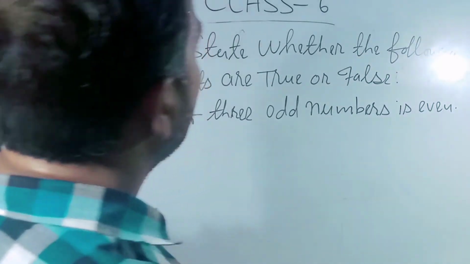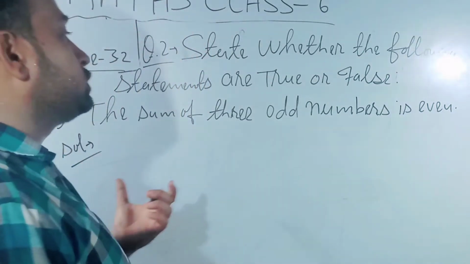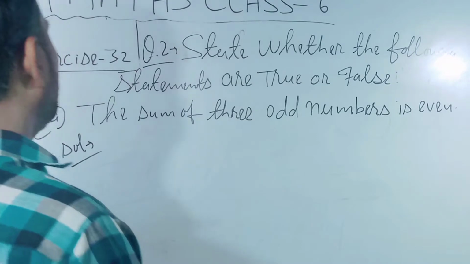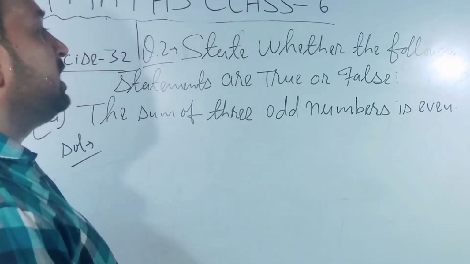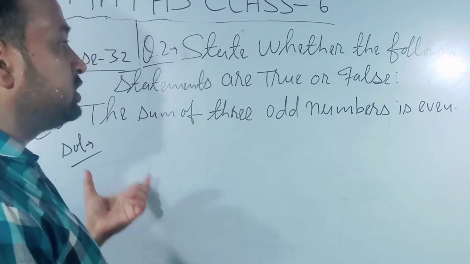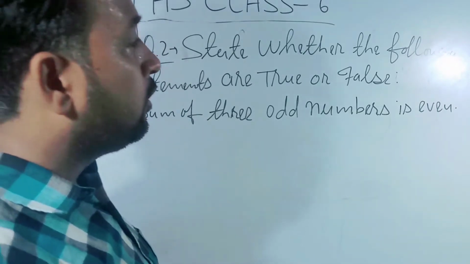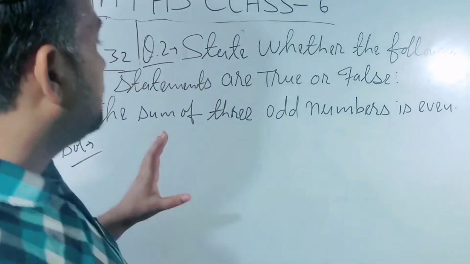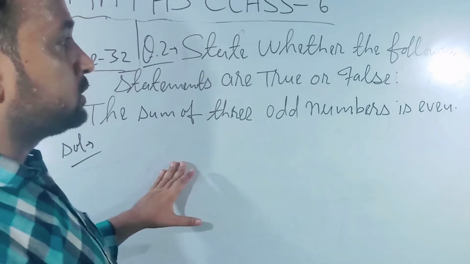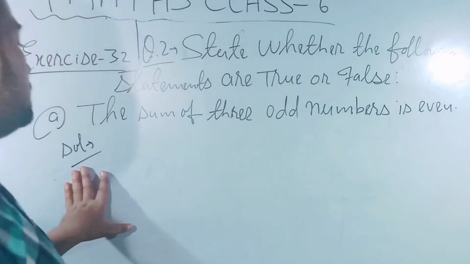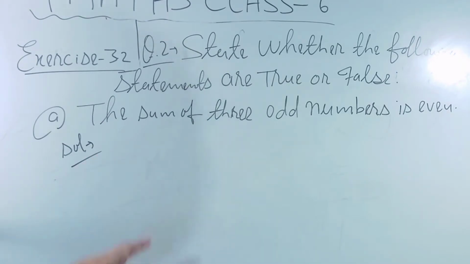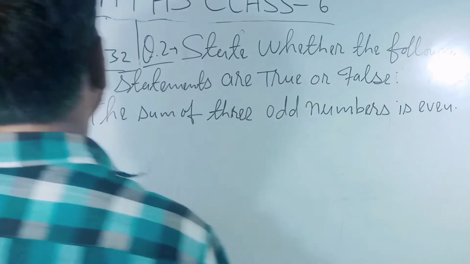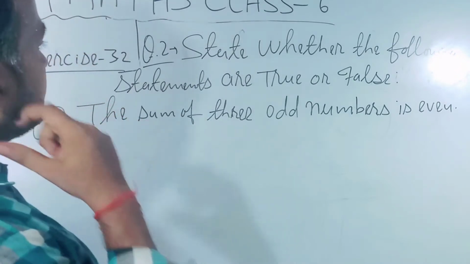The question is, state whether the following statements are true or false. I will tell you one thing: we will understand each statement fully, and after that we will decide whether it is true or false. That's why I'm doing the solution with the help of examples, one by one. Part A: the sum of three odd numbers is even.